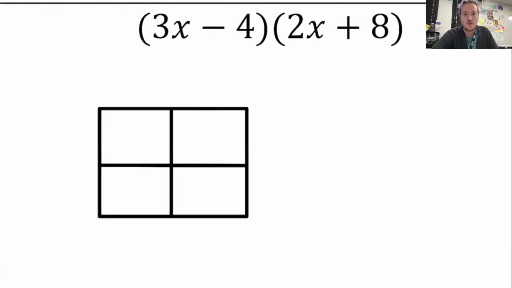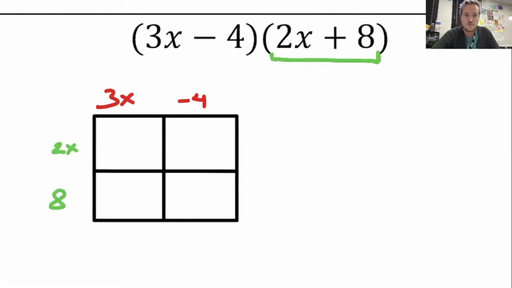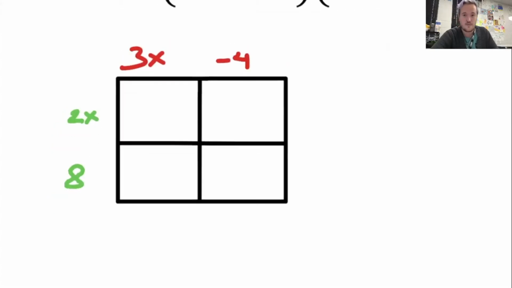All right, so I'm going to take my first binomial and write it across the top. So each term is going to get its own column. And then similarly, with my next binomial here, 2x plus 8, each of those is going to get its own row. All right, so now I want to find what goes inside the box. In order to find that, I'm going to take that box value and go up and left, and that's what I'm going to multiply to get that specific value.